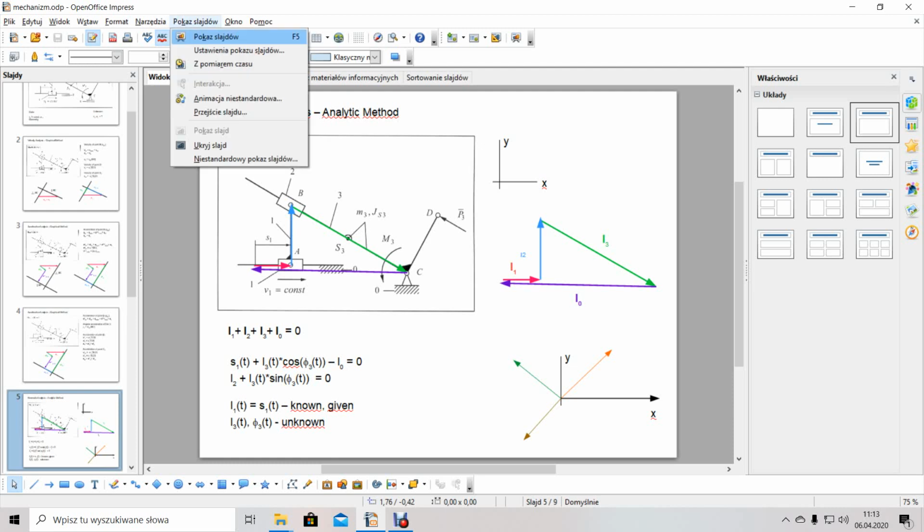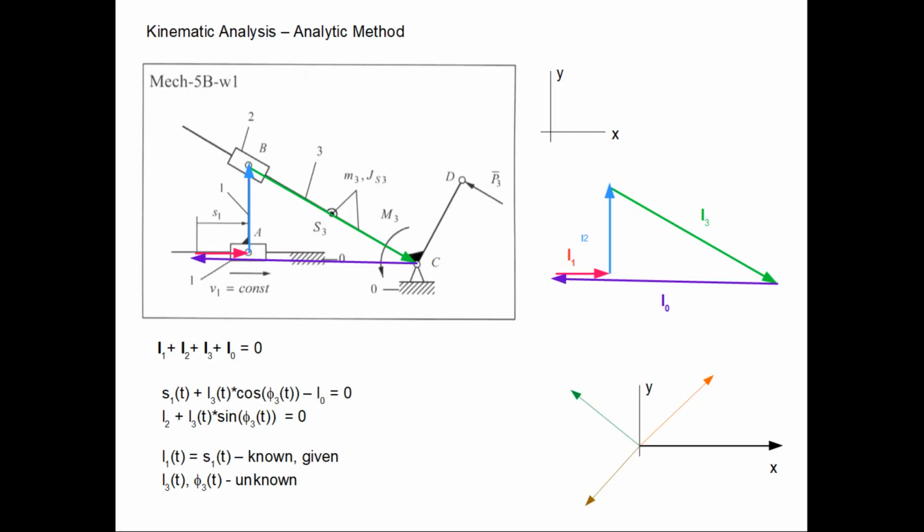Okay, we can start our second example. In the last lesson we analyzed the kinematics of the mechanism using the graphical method. This graphical method is valid only for one given position of the mechanism.